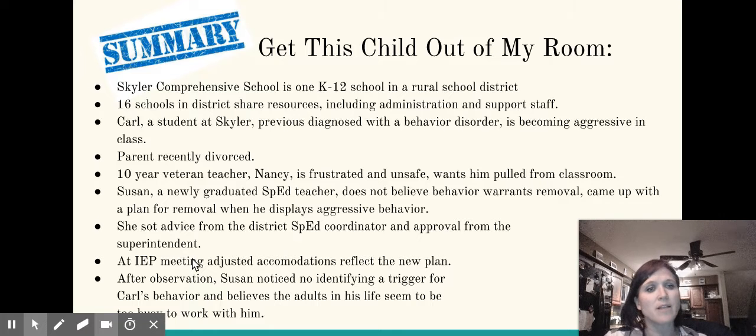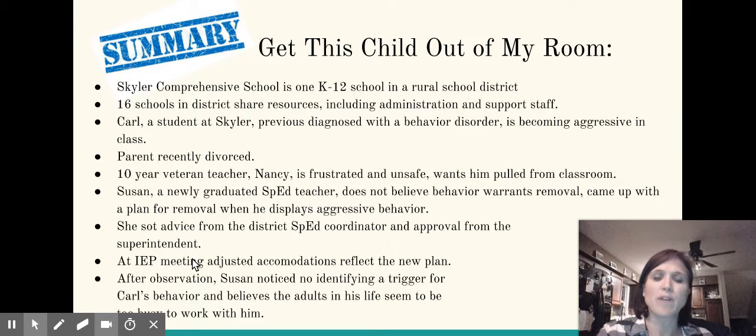Carl is a student at Schuyler, and he's been previously diagnosed with a behavior disorder, but his behavior is becoming much more aggressive. The parents are recently divorced, which might be causing this aggression. Nancy, his general education teacher, is a 10-year veteran teacher, but she's feeling unsafe, frustrated, and ultimately wants Carl to be removed from the classroom.